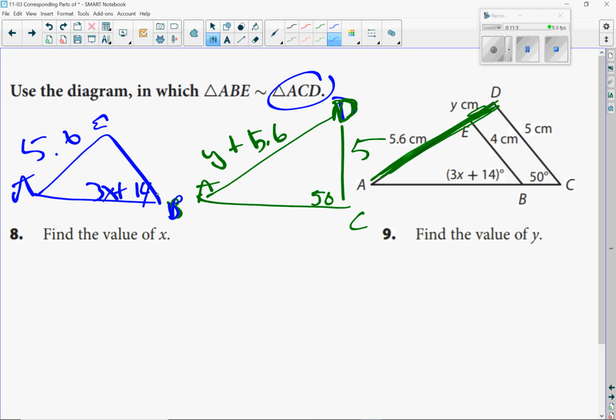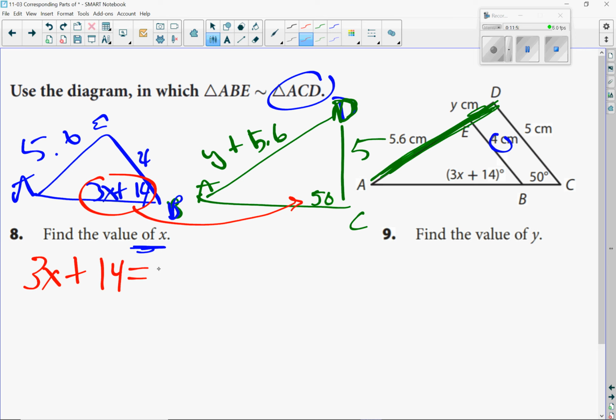So now that I got these two things drawn separately, I can see what corresponds to the. Oh, I forgot. This part here is 4. But we can see what corresponds. So when I'm looking for the value of x, I take this 3x plus 14 and match it up with that. And I can write that equation because the angles are supposed to be equal to each other, right?